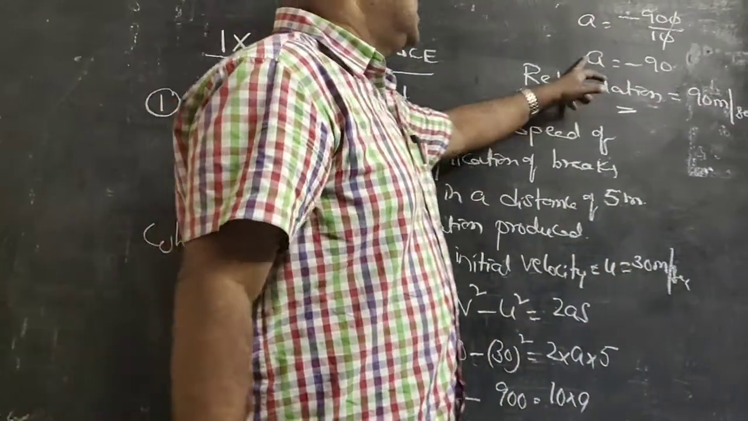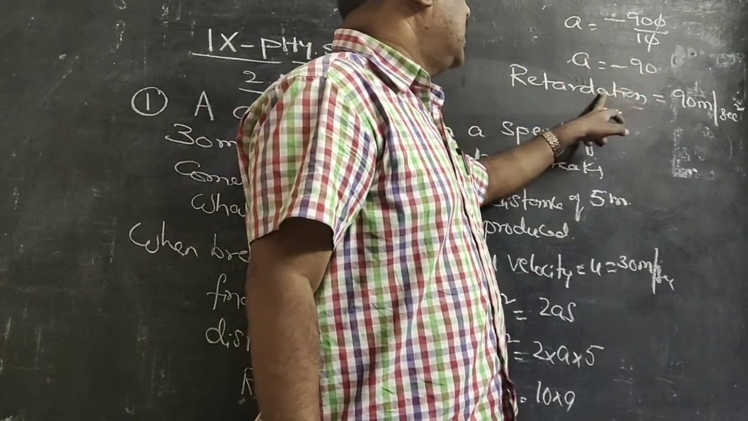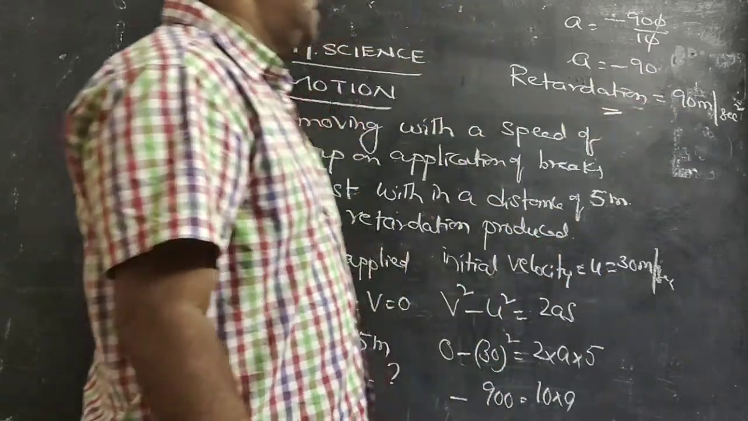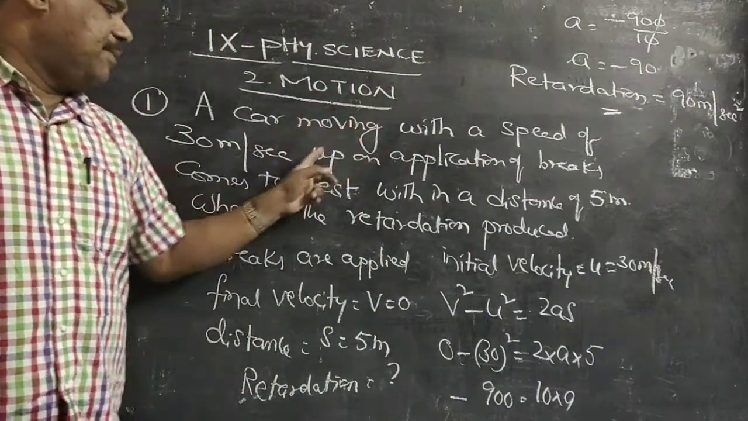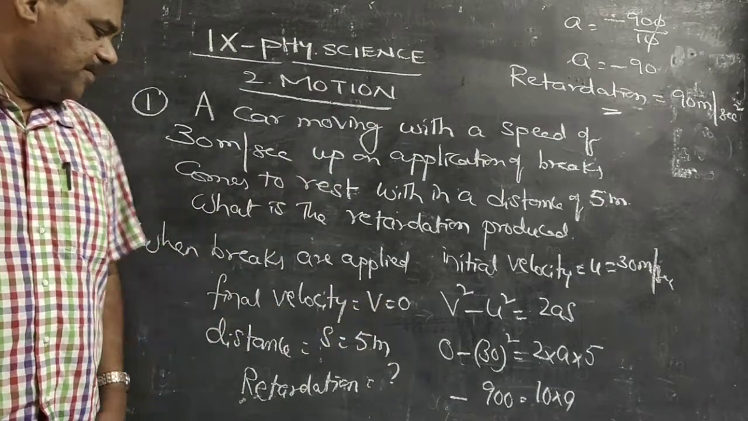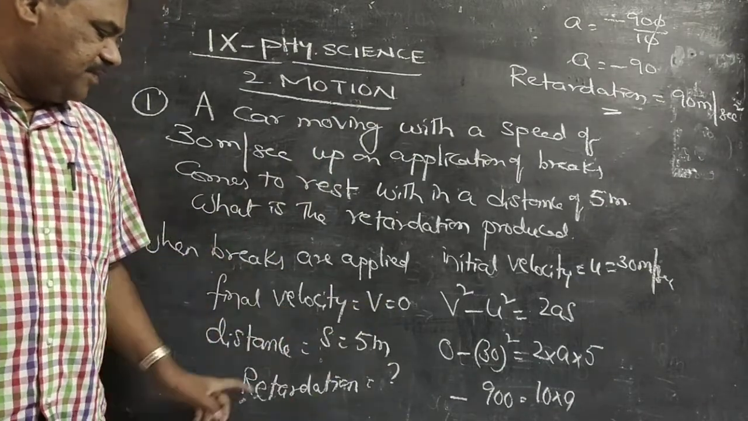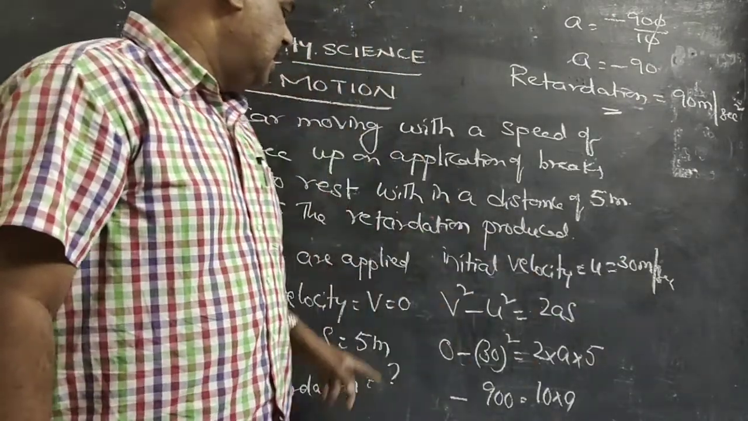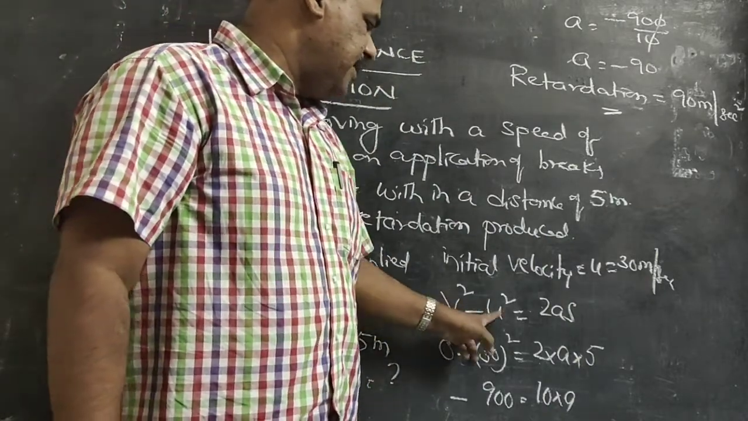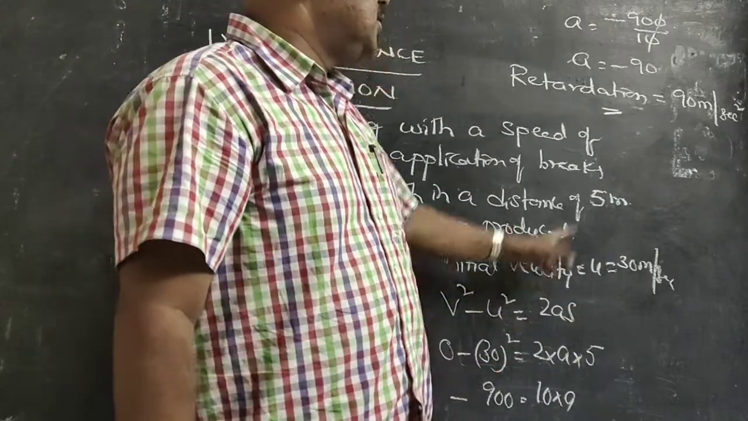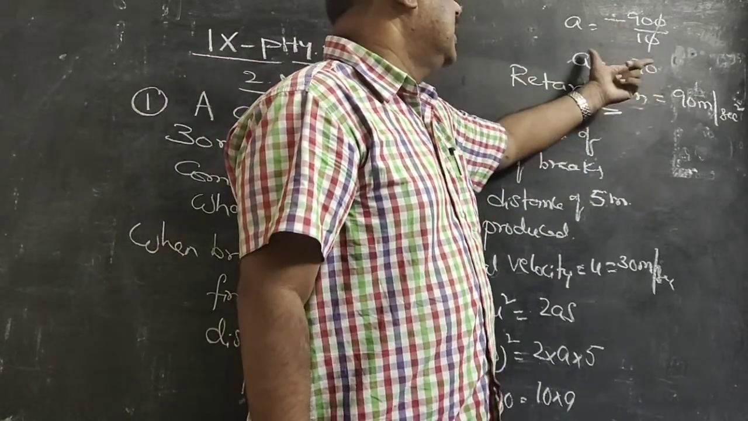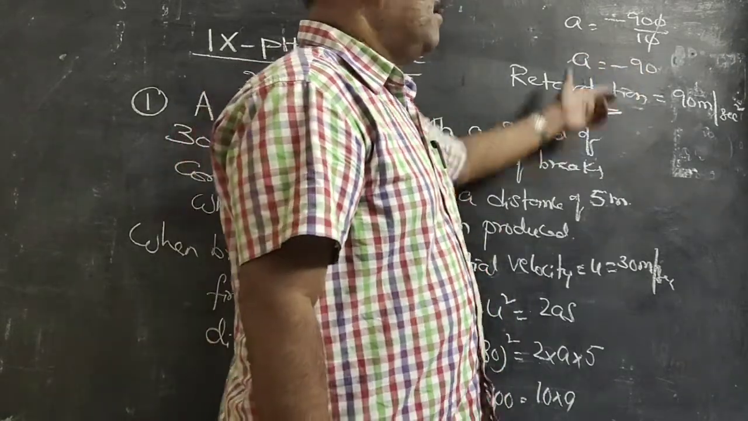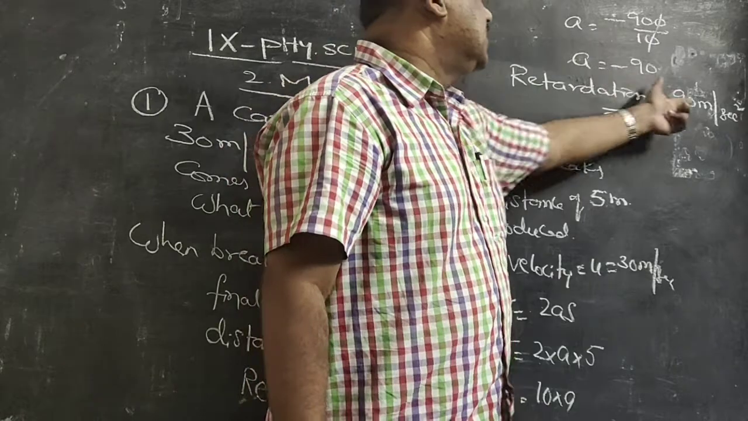So we get acceleration. This negative acceleration is called retardation. If acceleration is minus 90, then retardation will be plus 90. So whenever brakes are applied, final velocity you have to take as 0. Distance is 5 meters, retardation you have to find, and initial velocity u is equal to 30. The relation between these quantities is v square minus u square equals 2as. If you substitute here, you will get acceleration minus 90. Retardation and acceleration are equal in magnitude, but they are of opposite sign. So retardation will be plus 90.